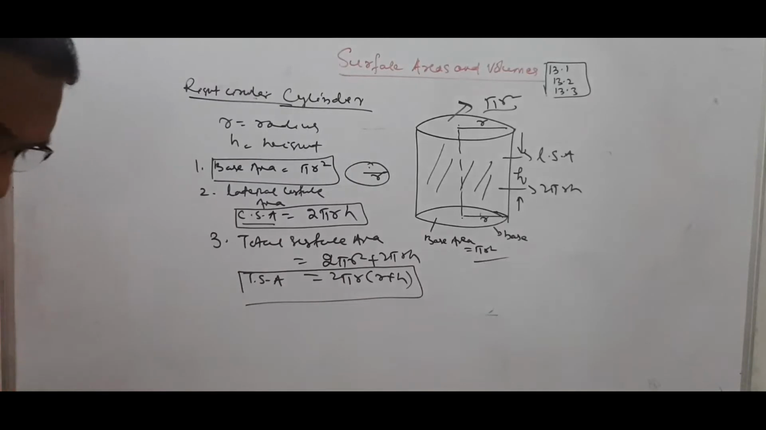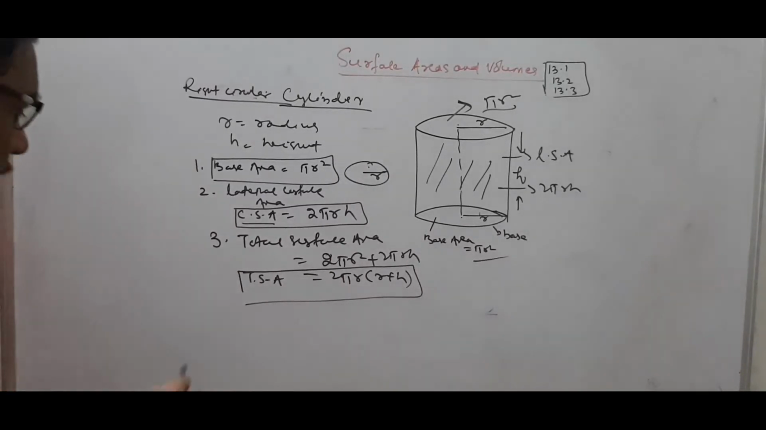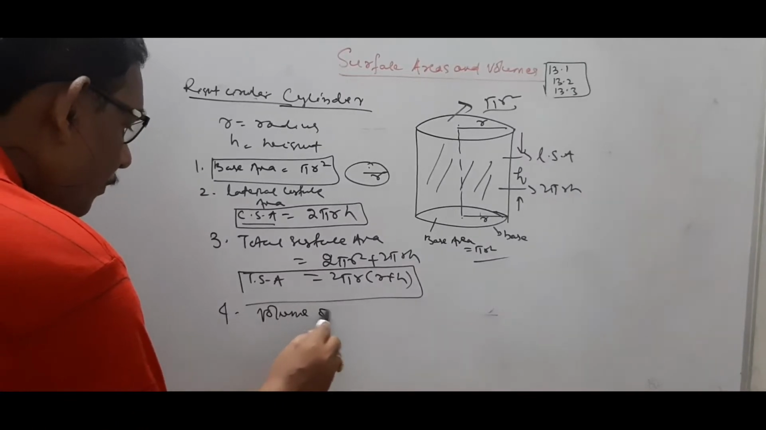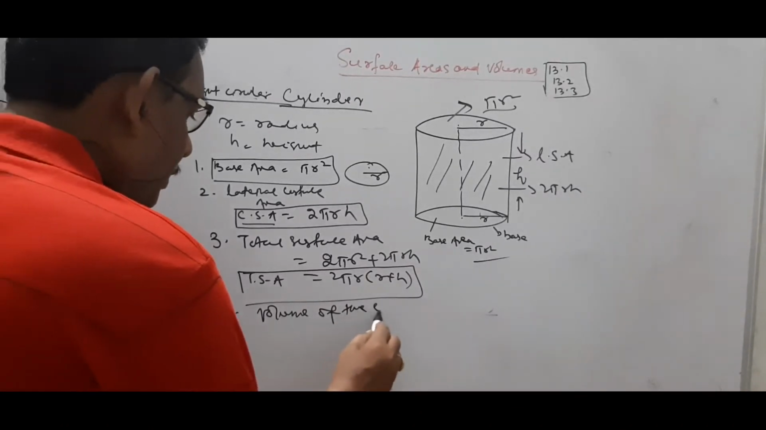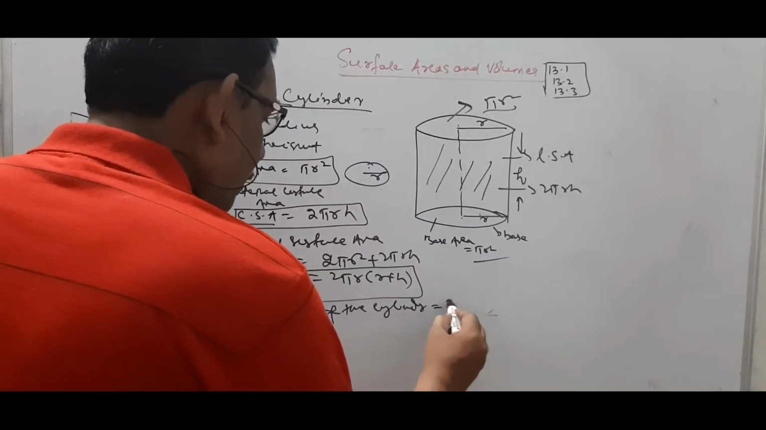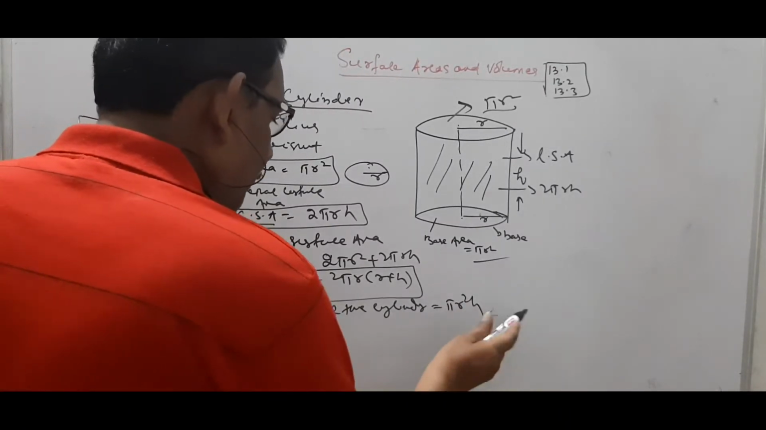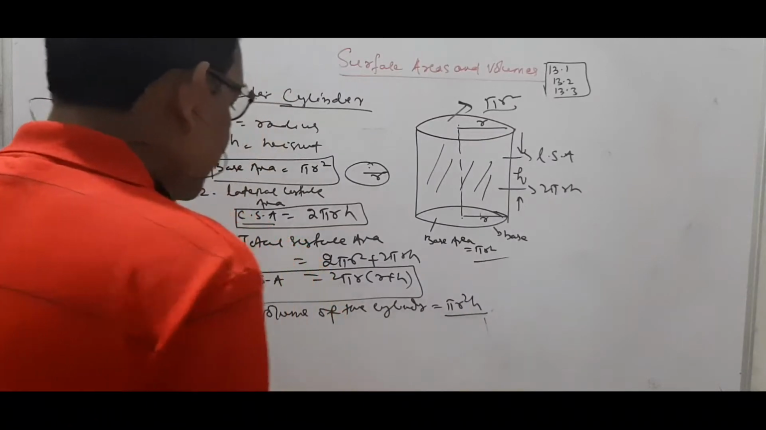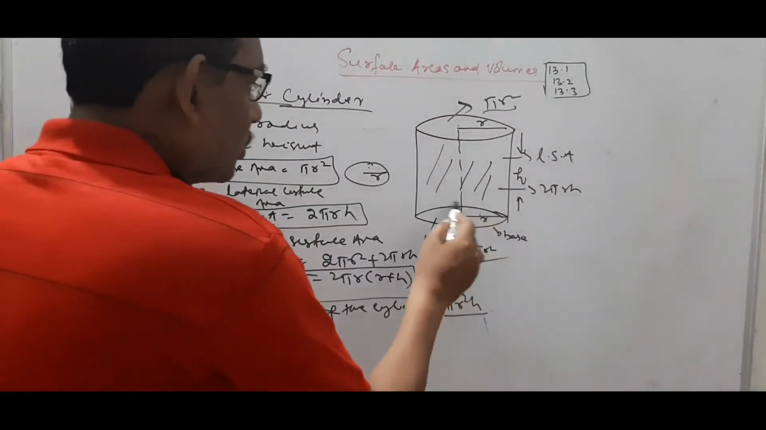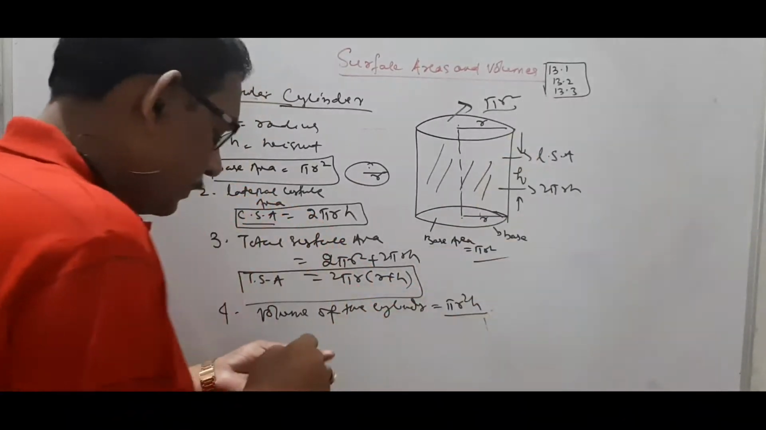Okay. Now you get volume. Volume of the cylinder is your pi r square h. Okay, it is your volume of the cylinder: pi r square into height.